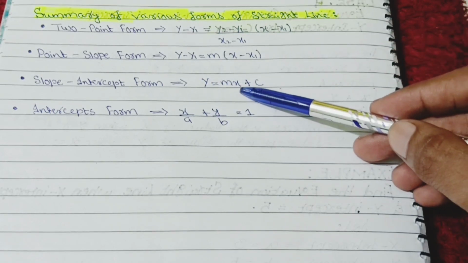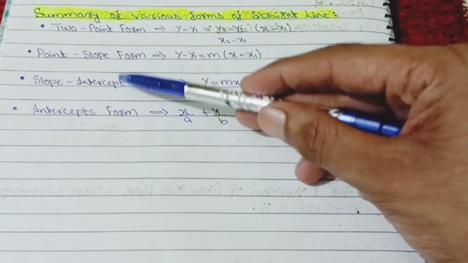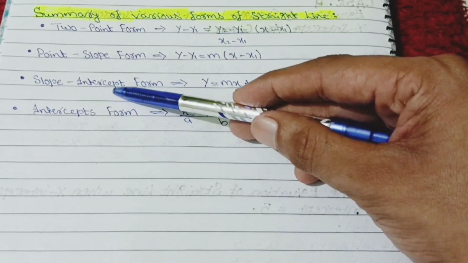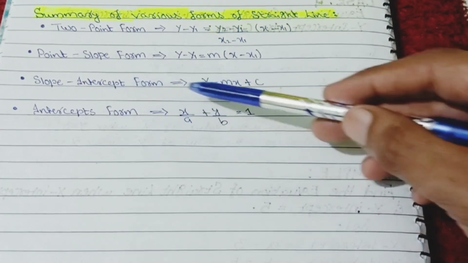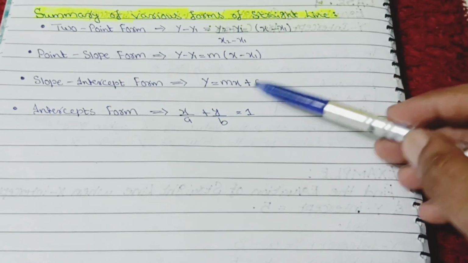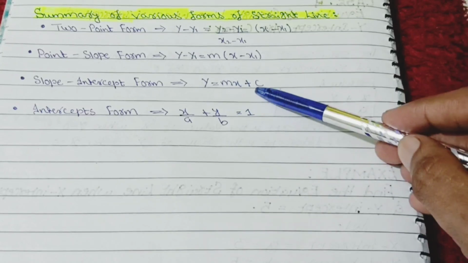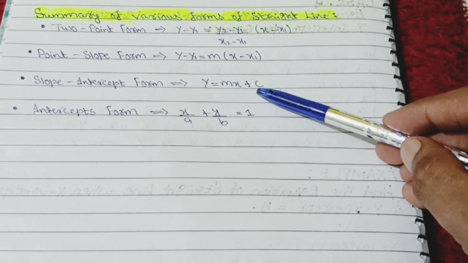Then case number 3, the slope and intercept form. It means in your question you have a slope and y-intercept. So this is our case number 3. y is equal to mx plus c, the equation of a linear function. m means slope and c means y-intercept.